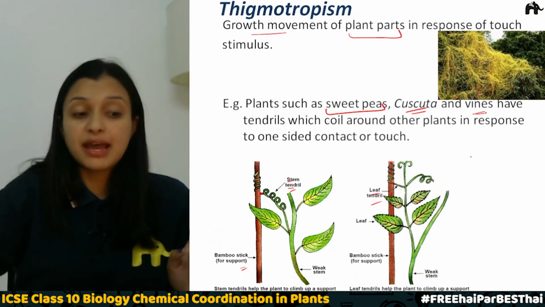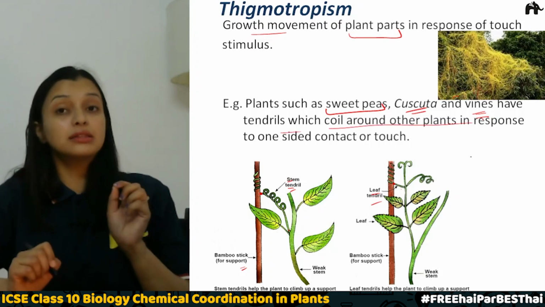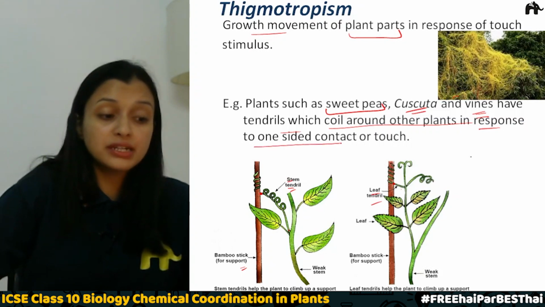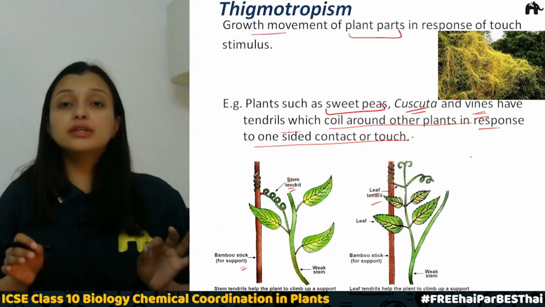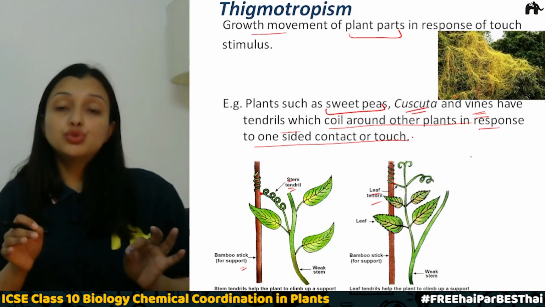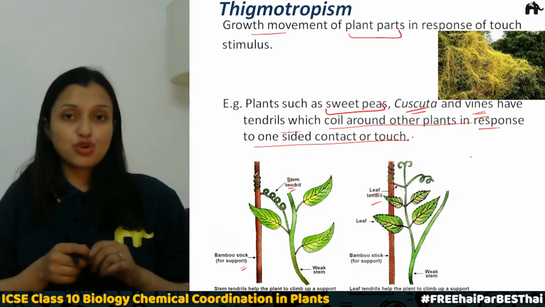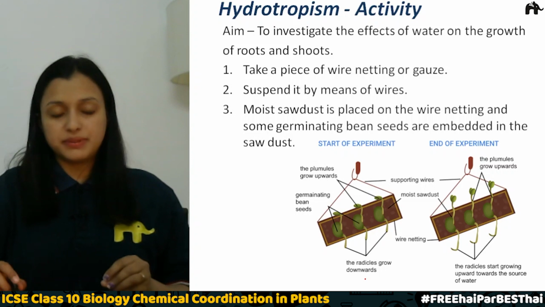Now another example is the vine. All of them have tendrils that coil around other parts of the plant in response to one-sided contact or touch. So all the movements which are due to touch or contact are called thigmotropic movements.